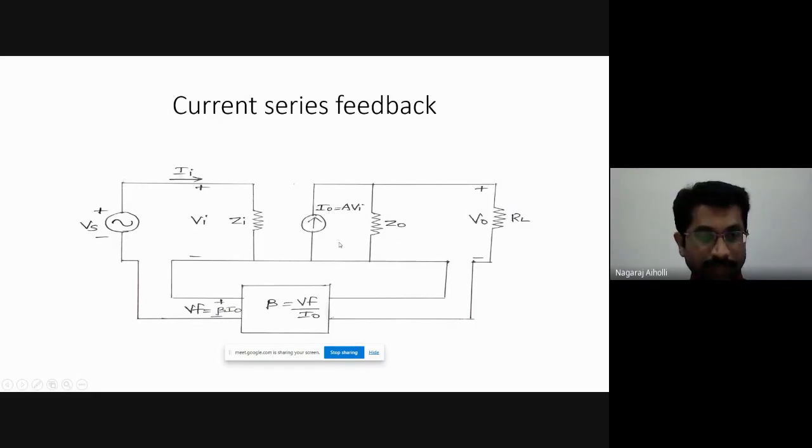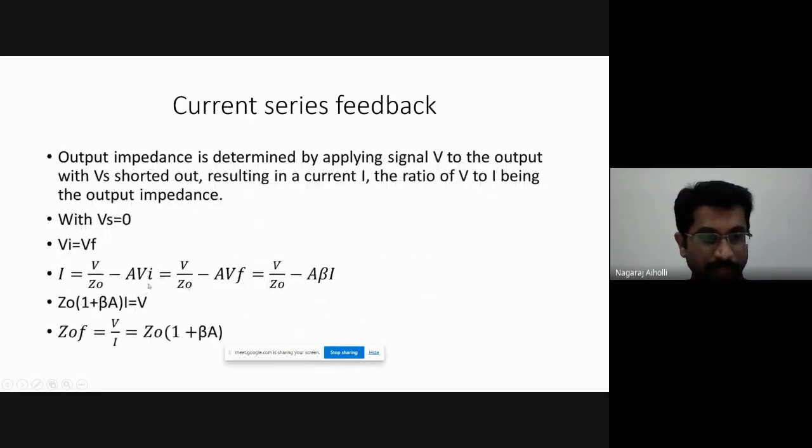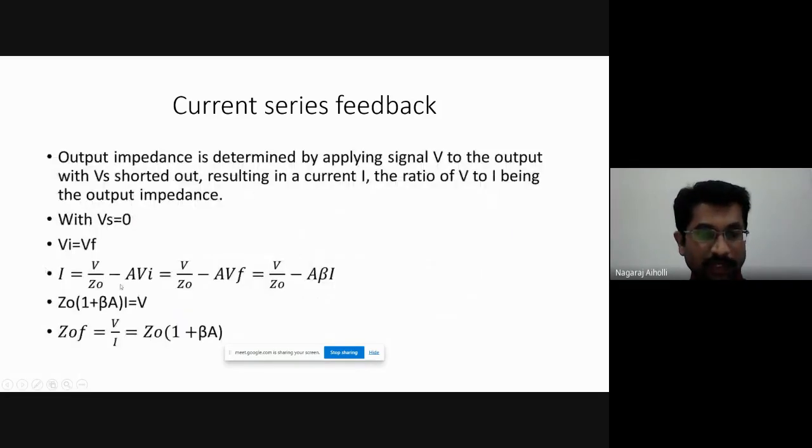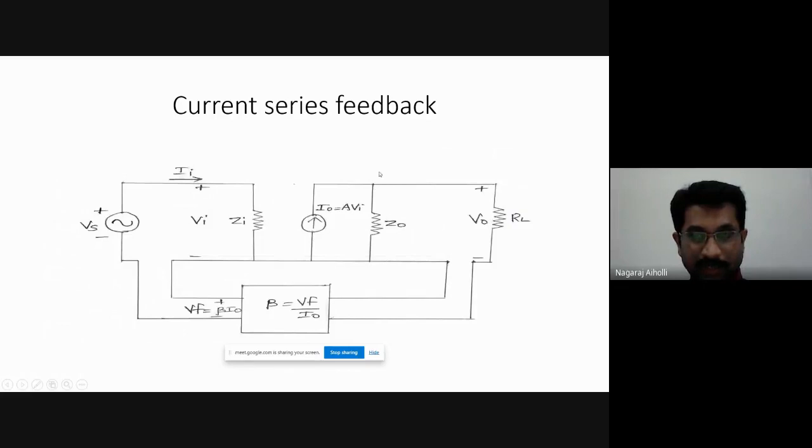That is V by Z naught. V by Z naught is the current flowing through Z naught, where V is the voltage across the output terminals, and it is in parallel. This current minus this current is the current flowing into the output terminals. That is V by Z naught minus AVi, where V by Z naught is this current and I naught, that is AVi, is the other current.